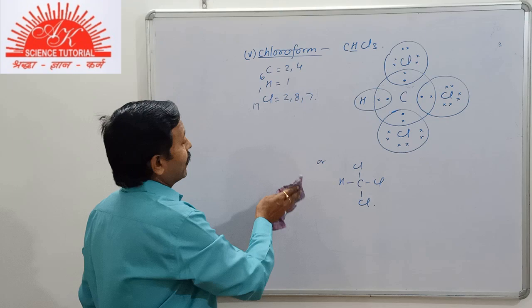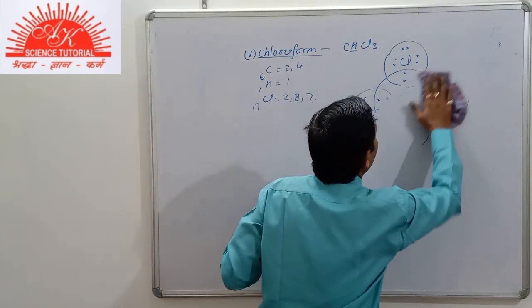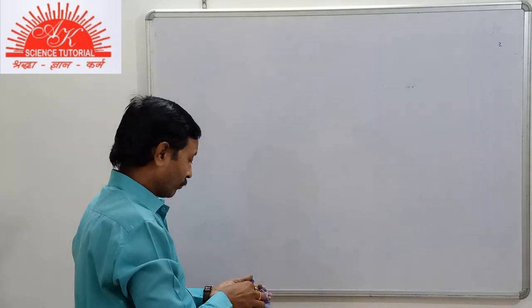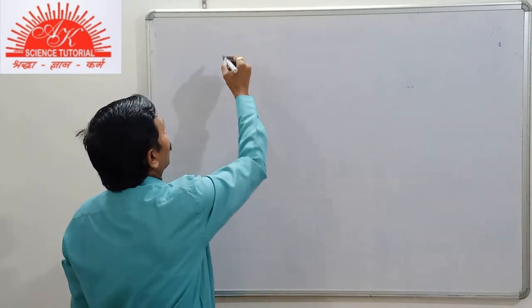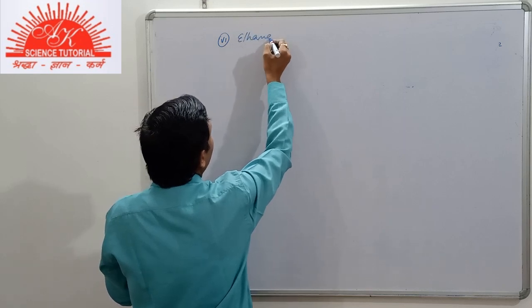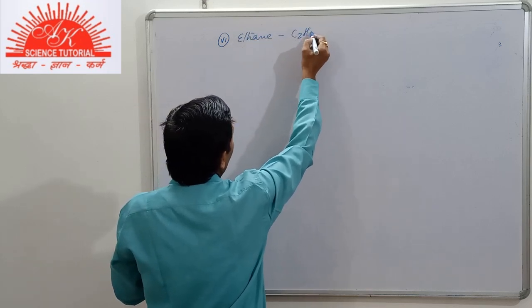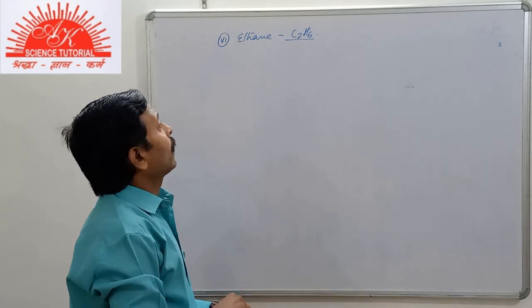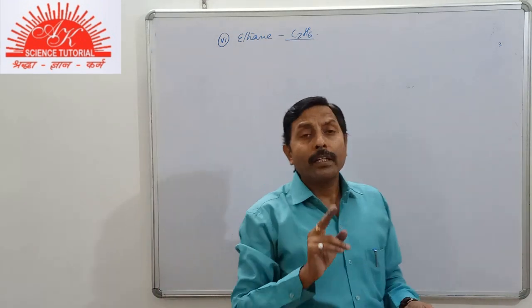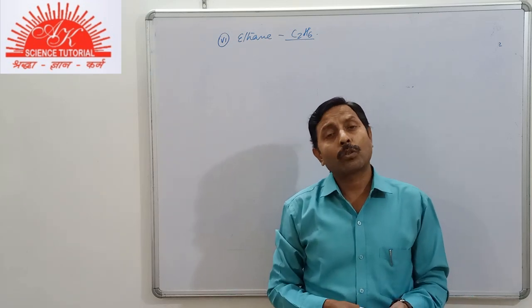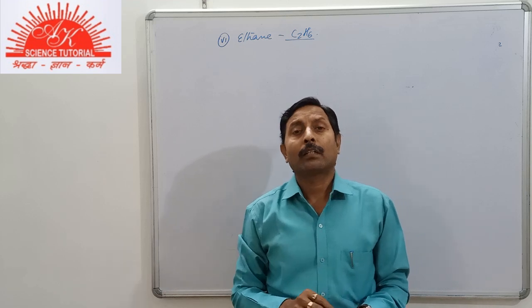Now take one more example. Now another example, suppose we take ethane. The formula is C2H6. I have just taken it for convenience. There are two carbon atoms. This is an organic compound, commonly known as a hydrocarbon.